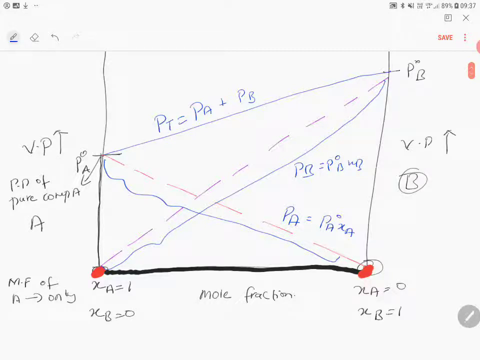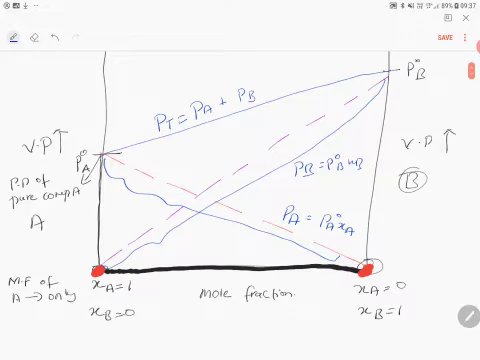But at any point of time, this PT will represent the sum of the partial pressures of the components: P naught A XA plus P naught B XB. So this entire graph will represent PT is equal to PA plus PB. So from these graphs you can draw a lot of conclusions.